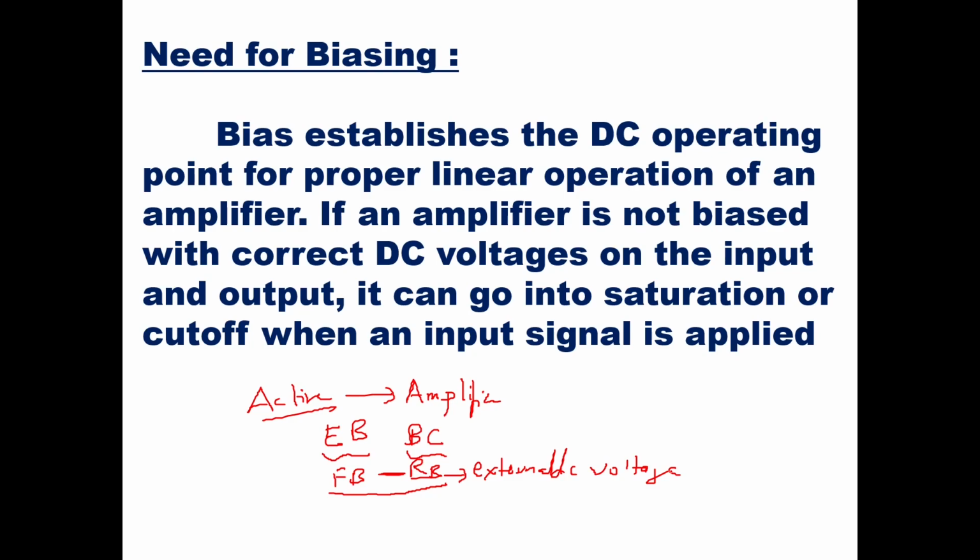Because if you want to use it as an amplifier in the active region, then the first junction should be forward biased and the second junction should be reverse biased, in spite of variation in the input signal from positive to negative. For this you require the correct extra DC voltages, which you have to first apply to the transistor in the absence of signal.